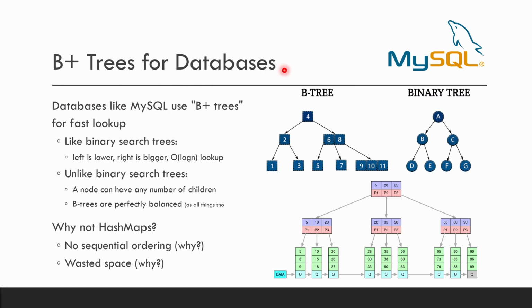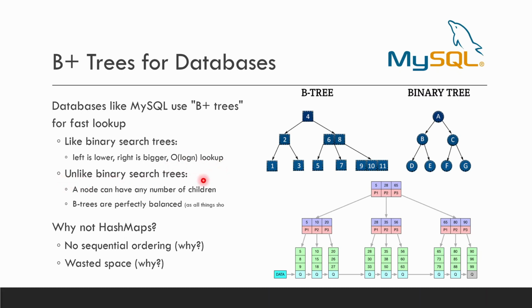Enterprise databases, like MySQL, use something called B+ trees to store information in a compact yet efficient way. B+ trees are like binary search trees. On the left side, we find lower values. On the right side, we find bigger values relative to each other. We get something that resembles log of n lookup.